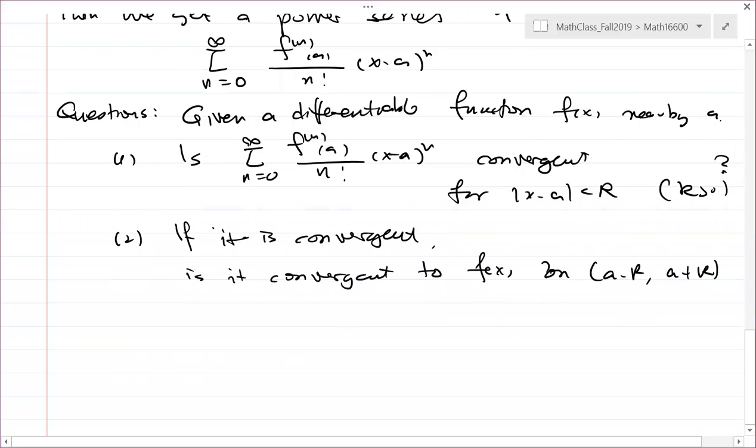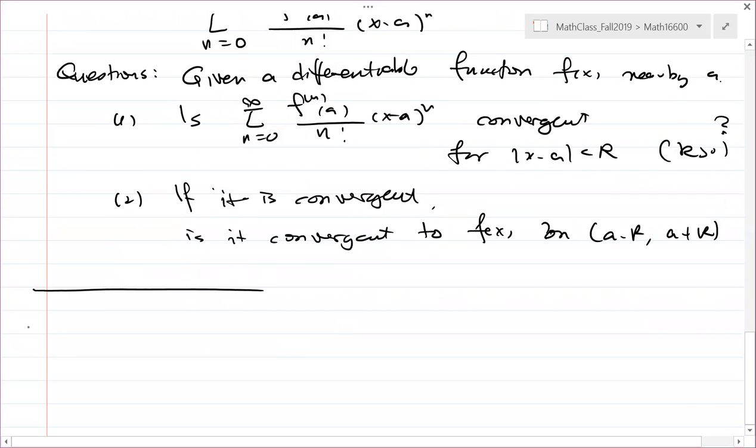Taylor figured out how to check that this series is convergent to the function. Actually, Taylor did the one step: just find the condition under which the series is convergent to the function. But anyway, let's go ahead and look at some examples.